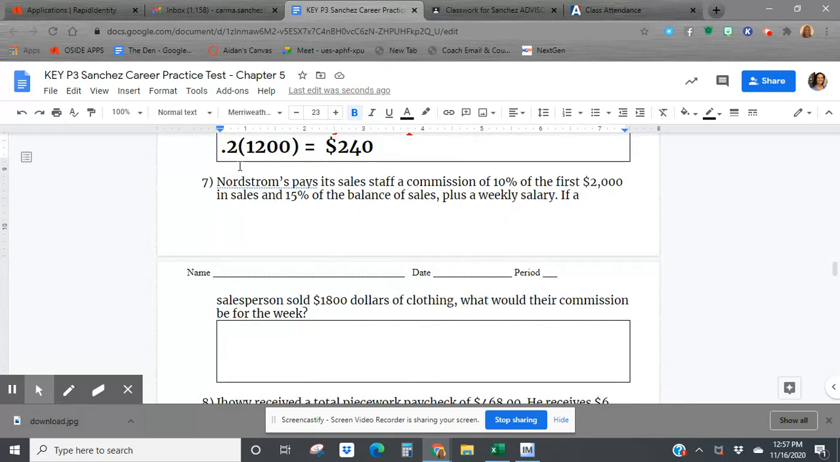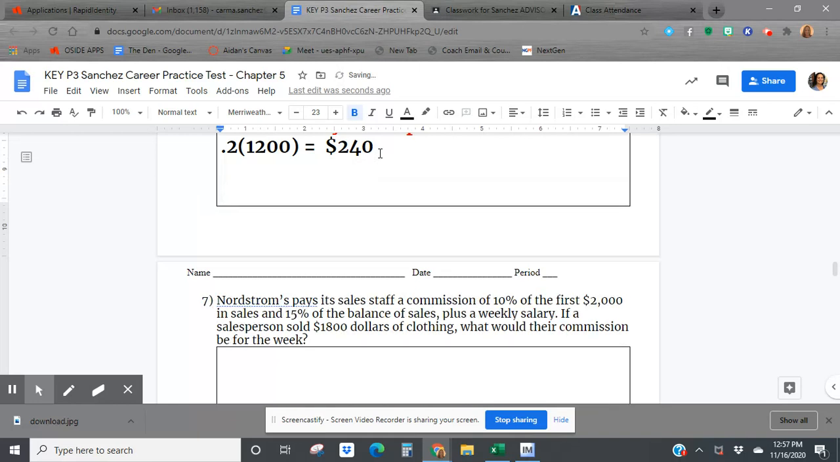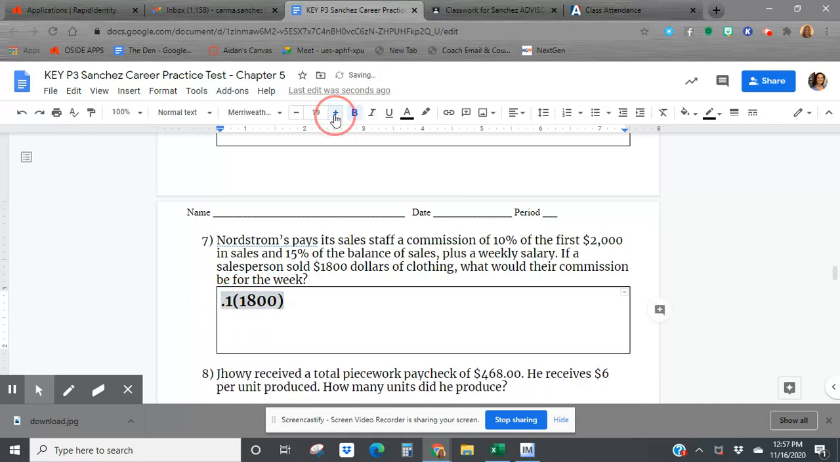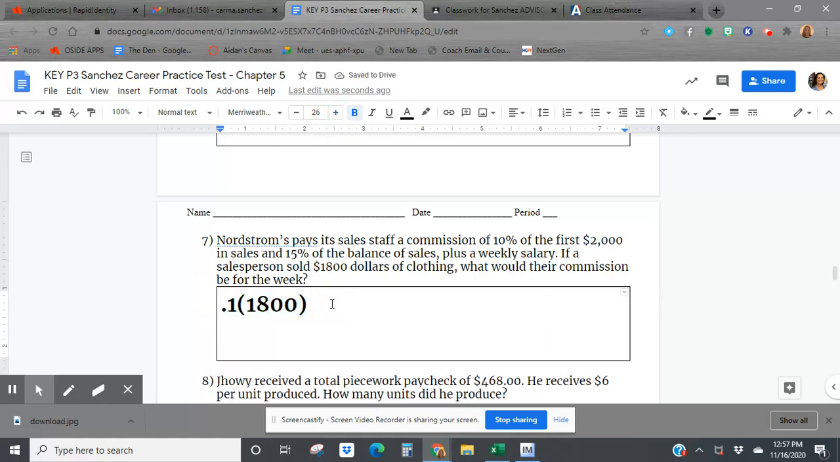All right, Nordstrom's pays its salesperson a 10% commission on the first 2,000 in sales and 50% on the balance. So if the person only sold 1,800, it's just straight up 10% of that 1,800 because they didn't even go over that minimum of 2,000 in sales. So they just made $180 in commission.